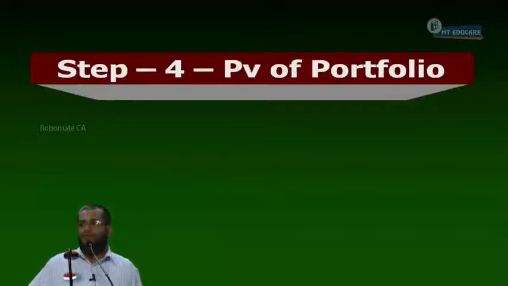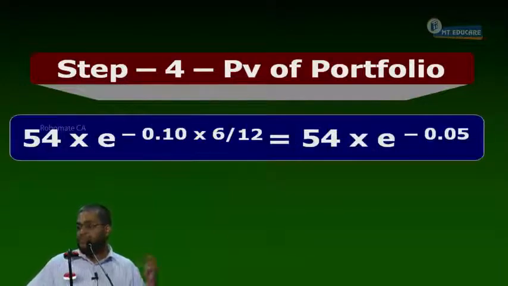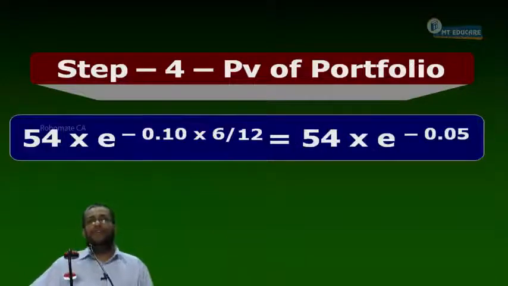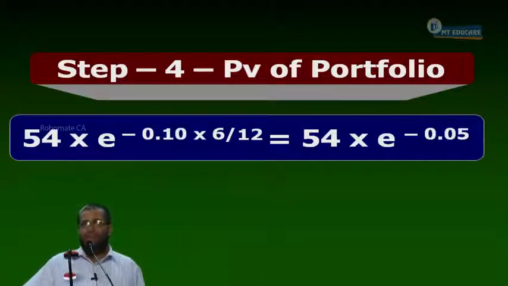Present value of portfolio. 54 into e power minus 0.10 into 6 by 12. Now t is 6 months, so 6 by 12 years. And r is what? 10%, given. 54 into e power 6 by 12 into minus 0.10, which is equal to 54 into e power minus 0.05.